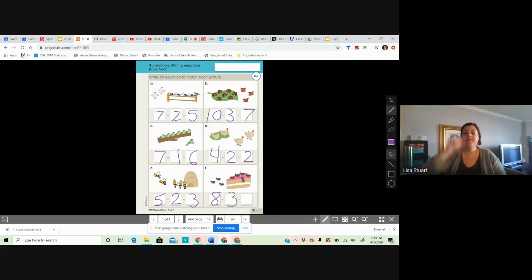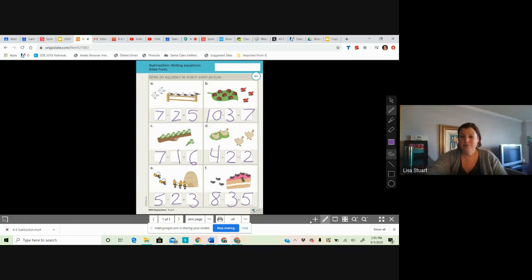Now, if I'm doing it on my fingers, here's my 8. And look, I can just put my other hand away. That was 3. 1, 2, 3. And how many are left? 1, 2, 3, 4, 5. Let's double check by counting the ants together. 1, 2, 3, 4, 5. 5 ants are left. Let's read the equation together. You can read it with me. 8 minus 3 equals 5.